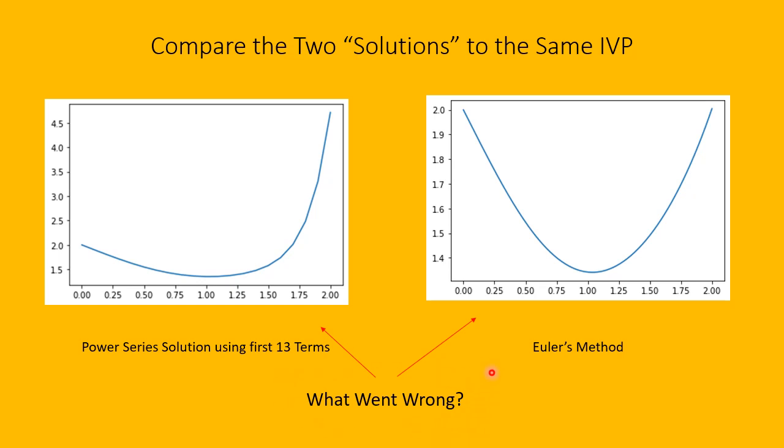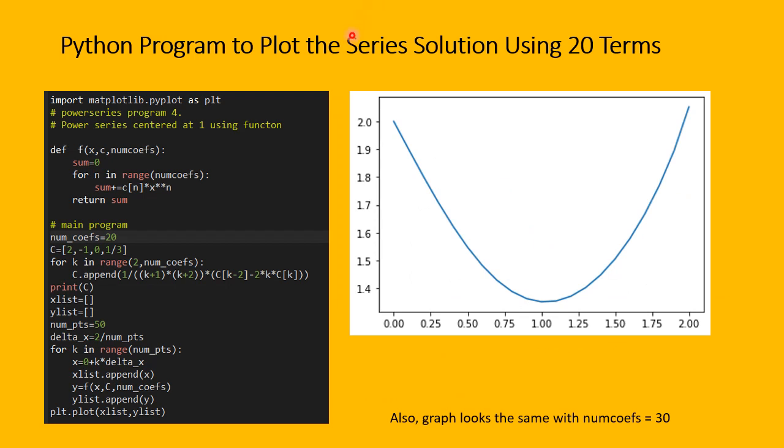Remember that those initial value problems of the type that we're looking at should have unique solutions. So it could not have two different solutions, one looking like this, one looking like that. Instead of using the first 13 terms in the power series, let's plot using the first 20 terms. Here is the program for doing that.